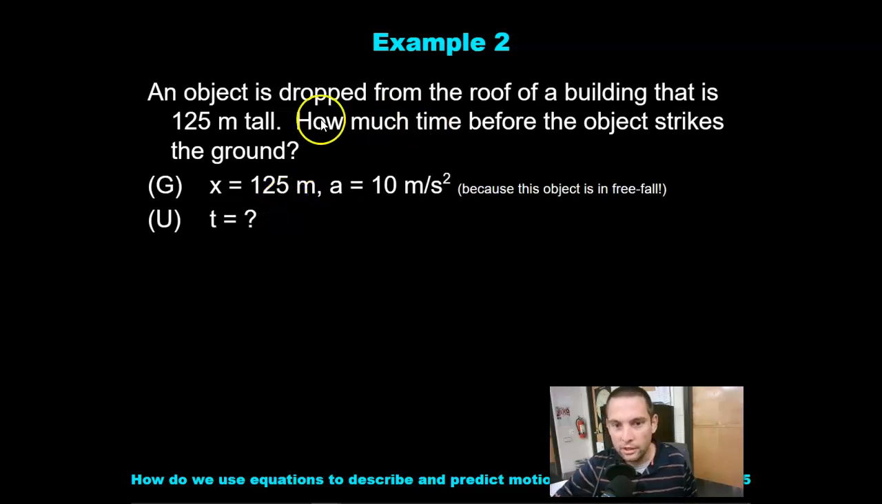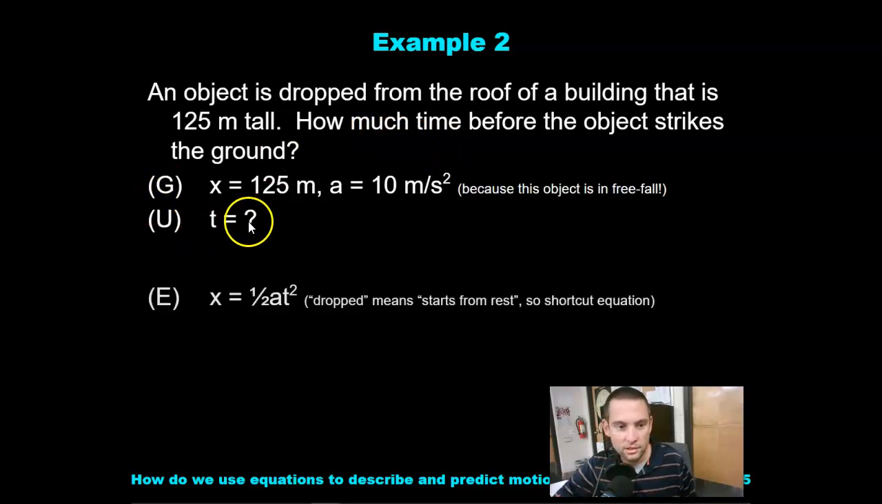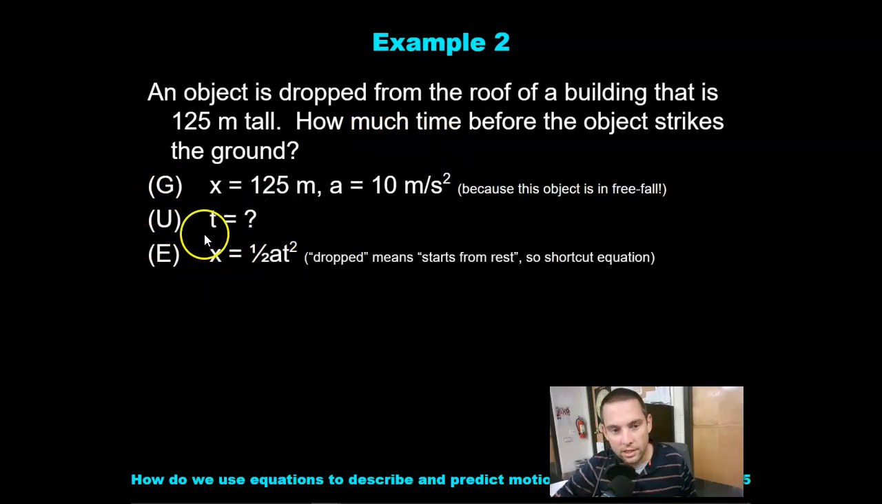What is unknown? The question is specifically asking us how much time. So time is unknown. Equation that we can use. What equation relates x with acceleration and time? It's x equals v naught times t plus 1/2 at squared plus x naught. Dropped means we start from rest, so we can use the shortcut equation.